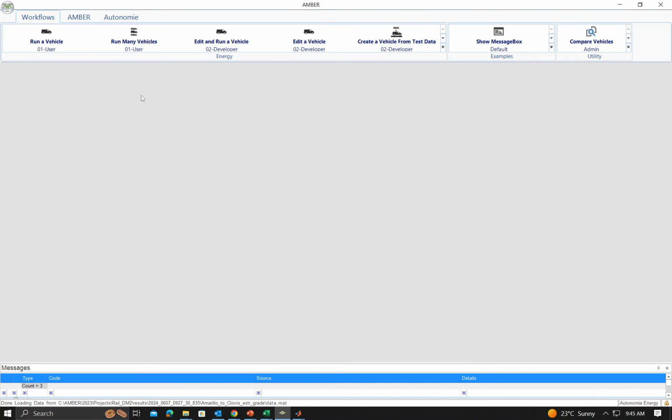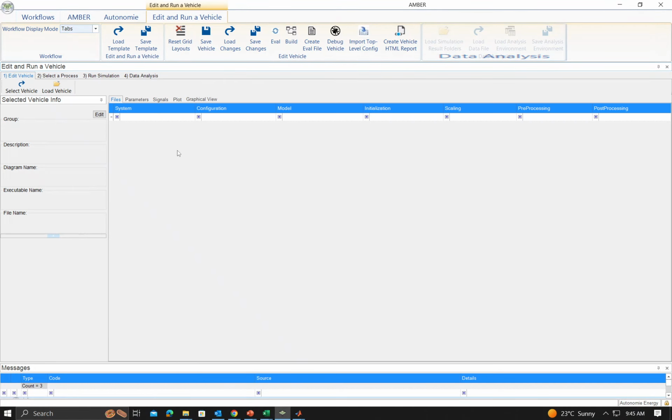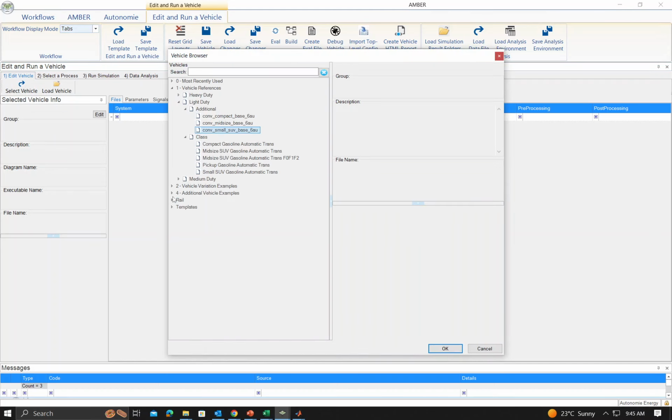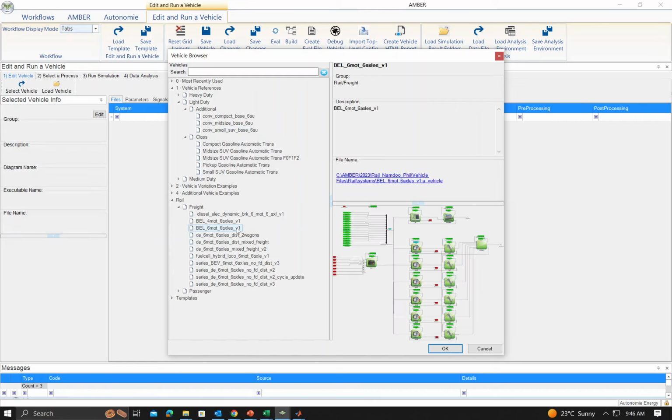So I'm here in the Ember GUI in Autonomie, and I will just launch the rail, select vehicle. So inside rail you can see we have different types of models. The 6 axle 6 motor version has all the axles powered, which is like 8 megawatt hour. So we will not be discussing that.